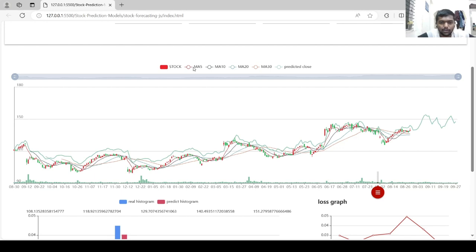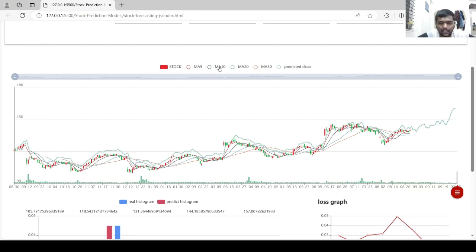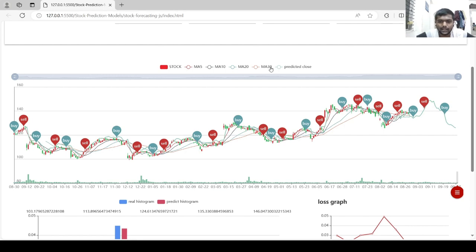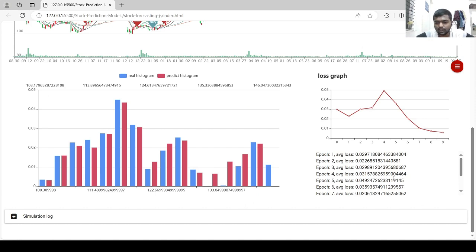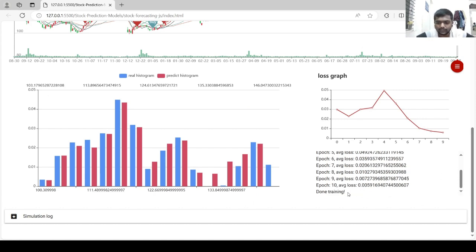MA5 is the average of past 5 closing prices. Similarly, MA10 is the average of past 10, and MA20 is the average of past 20 close prices, and MA30 is the average of past 30 close prices, and the predicted close is the predicted line graph by the neural network model. So yes, we can see that the model is trained. It runs for 10 epochs, that is, it undergoes 10 iterations.